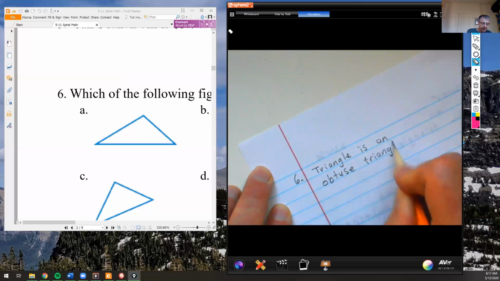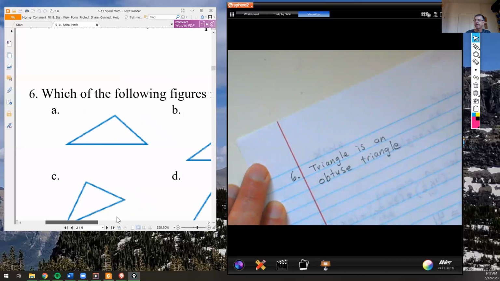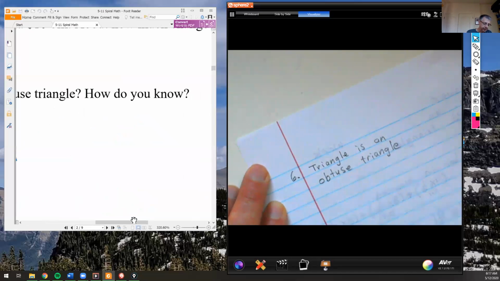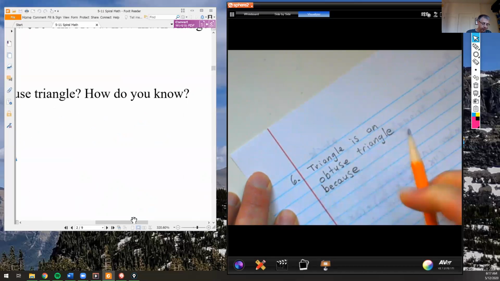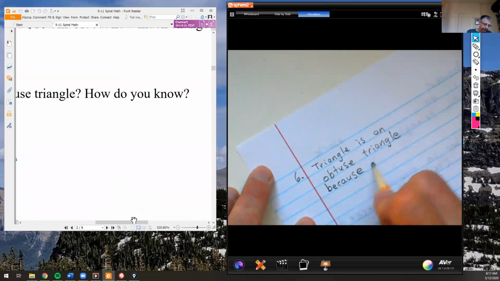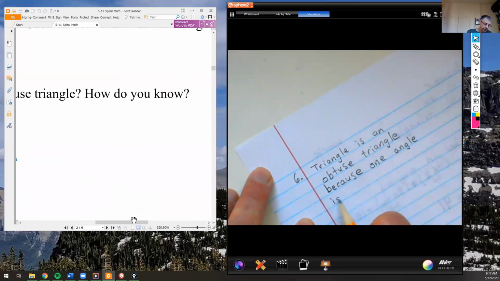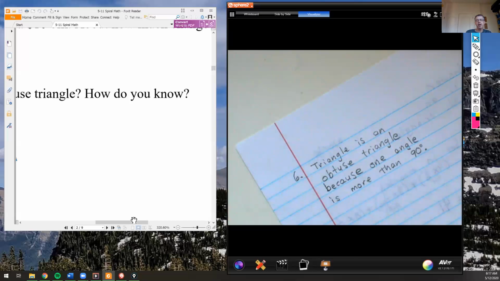And part of the question also asks, if you remember, how do you know? How do you know? So what I want to do is say, because. And instead of just saying, well, because it has an obtuse angle, you want to say because one angle is more than 90 degrees.